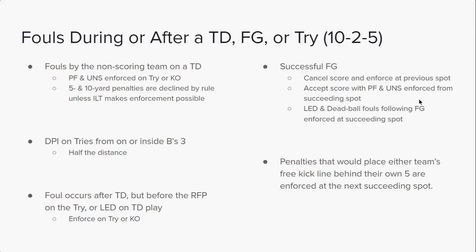In that case, since we can't move the free kick line behind the 5, and they're all against the 18A, we go from the 35 to the 20 on the first one. We go from the 20 to the 10 on the second, for half the distance. We go from the 10 to the 5 on the third. And now we have this 4th foul we can't enforce based on this principle.